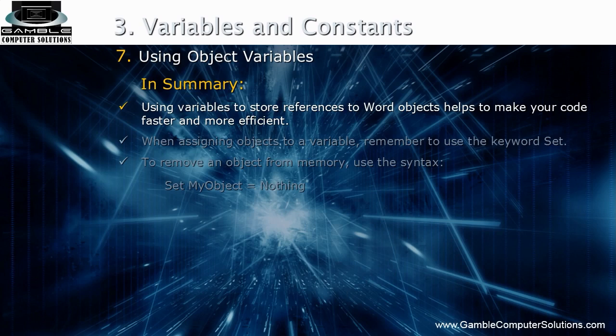Using variables to store references to Word objects helps to make your code faster and more efficient. When assigning objects to a variable, remember to use the keyword Set. To remove an object from memory, use the syntax Set myObject equal to Nothing.